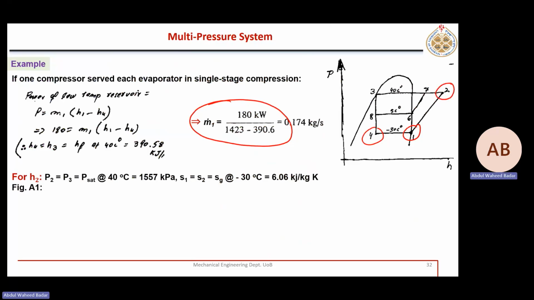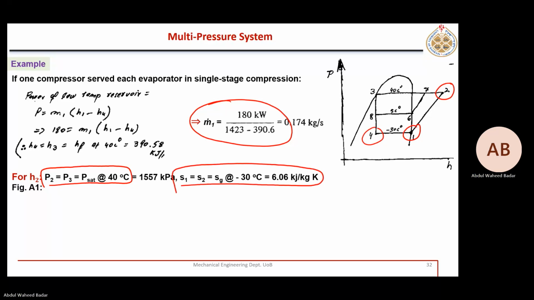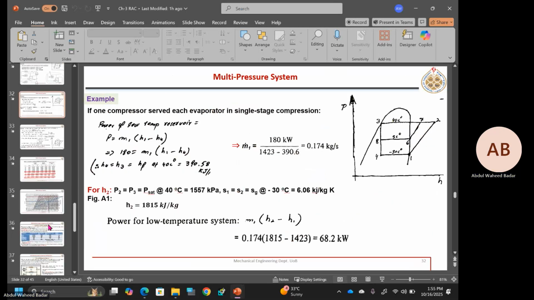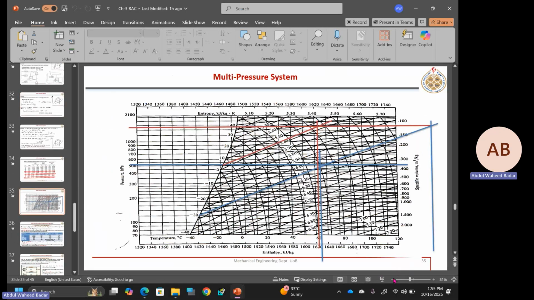For point 2, this is the pressure corresponding to 40 and the entropy. I have shown it. Let me show you on the p-h chart this new point 2.